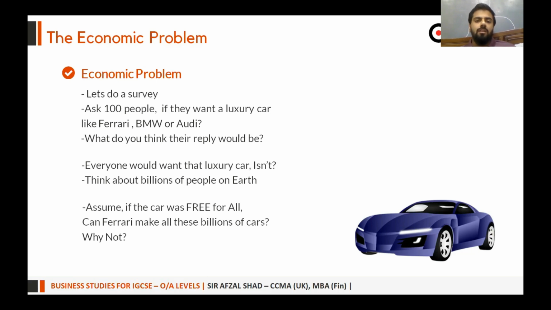They need equipment, they need iron, they need rubber for the tires. So they need hundreds and thousands of tons of these metals and these things, and they need hundreds and thousands of people to organize and make these cars for billions of people on earth. So they are not able to manufacture these billions of cars. Even if it is free, they are not able to make these cars for the people because of the limited resources available to them. When we talk about limited resources, this is what we call the economic problem.